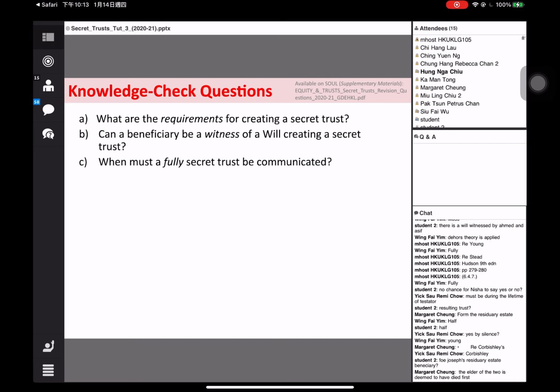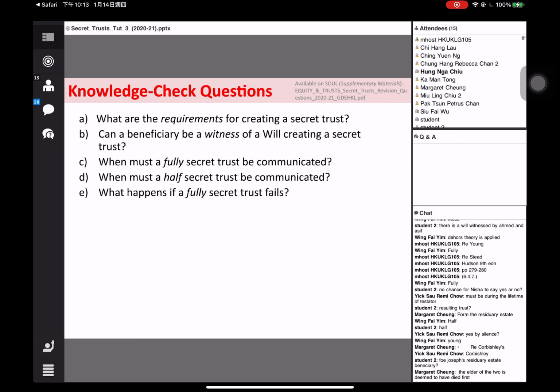When must a fully secret trust be communicated? Any time before the testator's death. It's the Wallgrave case, Wallgrave and Thames. When must a half-secret trust be communicated? Before or at the time of the execution of the will. That's Blackwell and Blackwell.